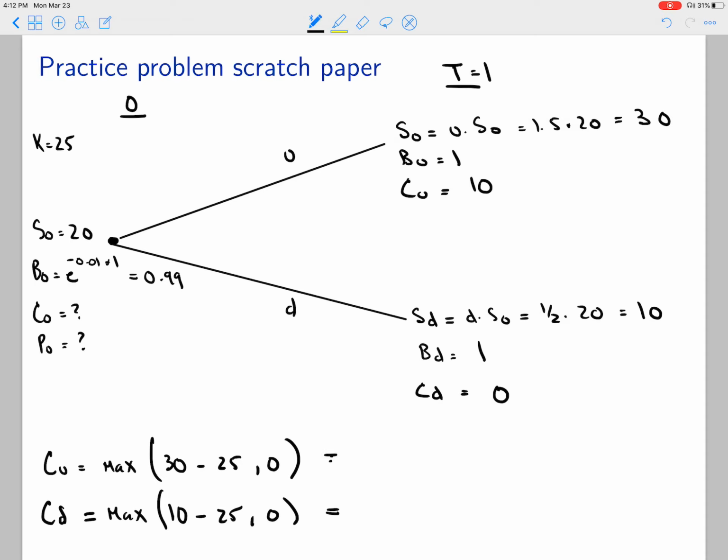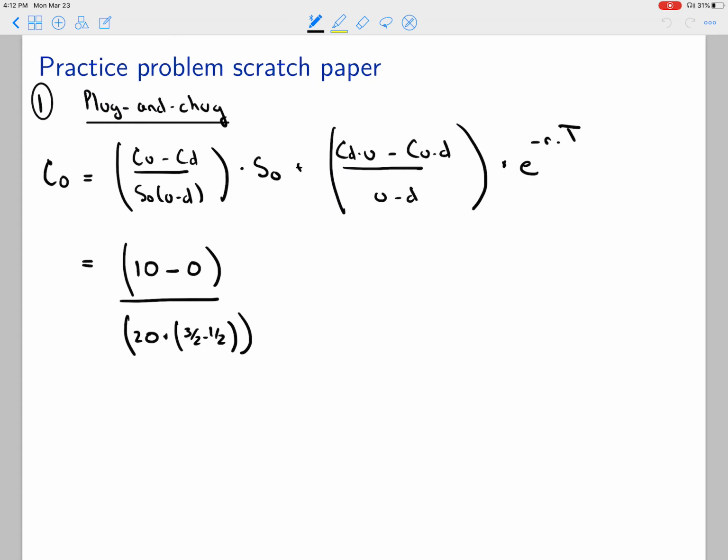The payoff of the call option in the up state is instead going to be 5. The payoff of the call option in the down state is going to be 0. And so the payoff in the up state is going to be 5, and the payoff in the down state is going to be 0. This changes our calculation over here just a little bit.